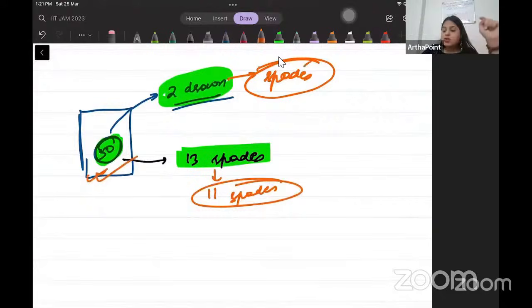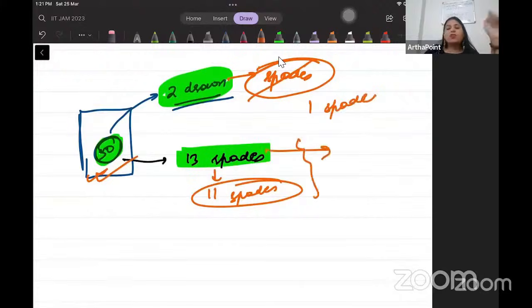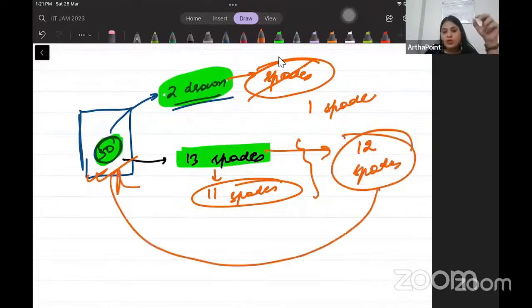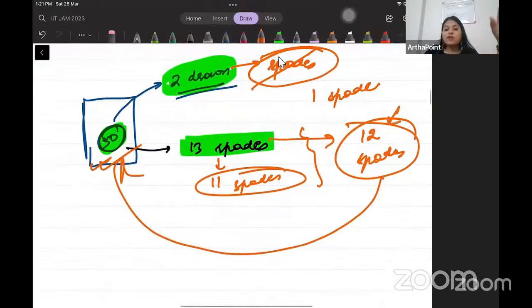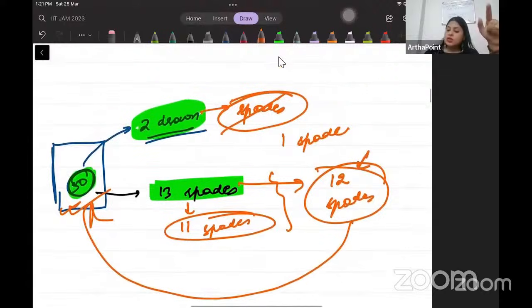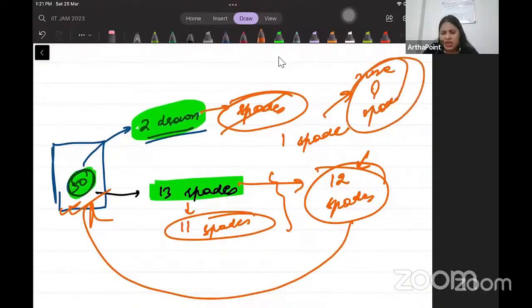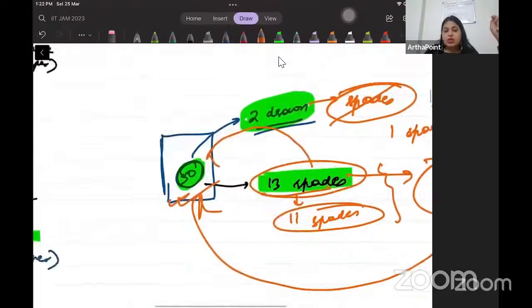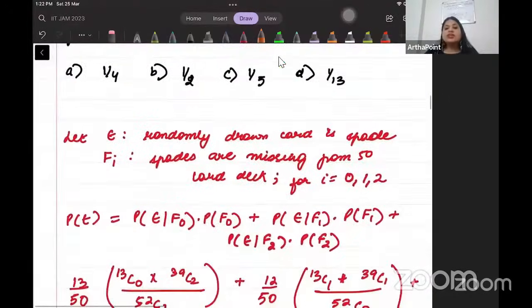It is also possible that I have just lost 1 spade and 1 other card, which means I will be left with 12 spades. Then I have to find the probability of drawing any one of these 12 spades out of 50. And it is possible that I would have lost none of the spades, and I've just lost 2 random other cards. In which case, I have all these 13 spades intact, and I have to find the probability of drawing one of these out of the 50 cards. So you need to go ahead and make these cases.